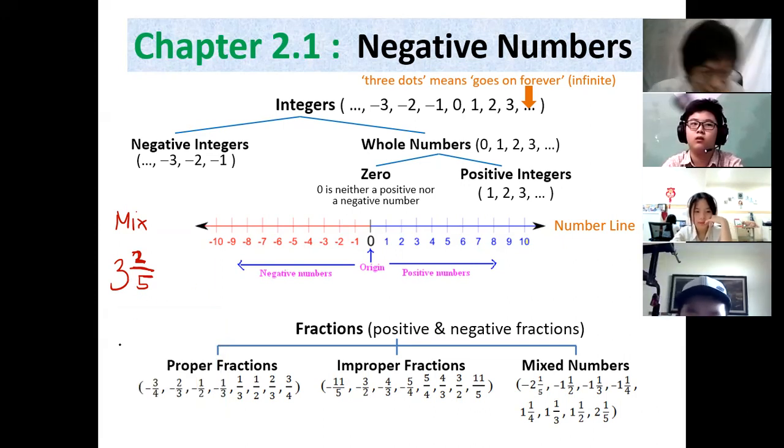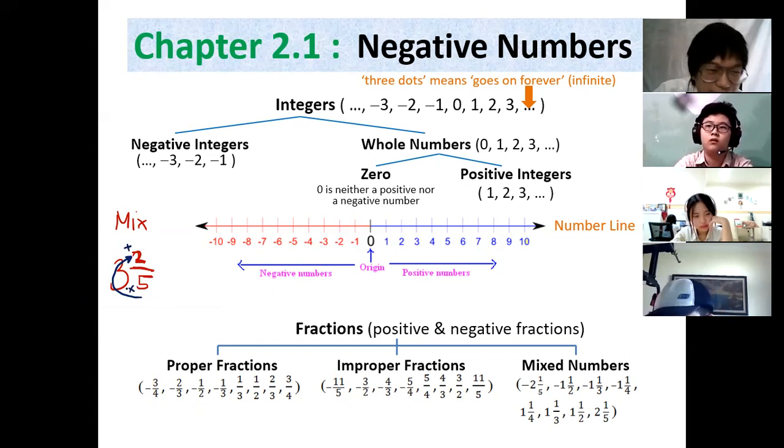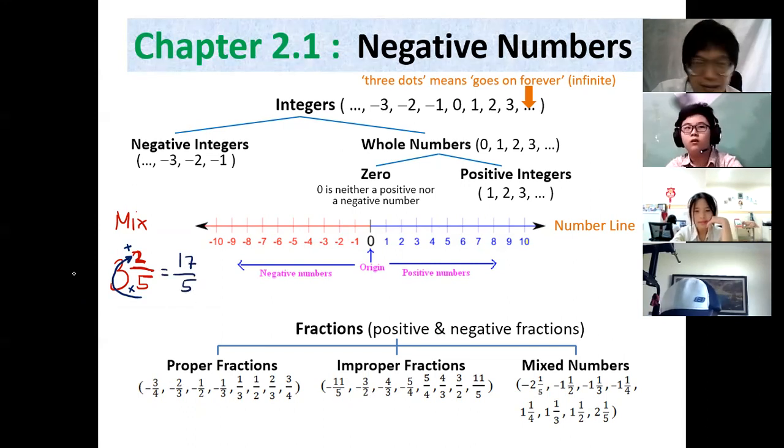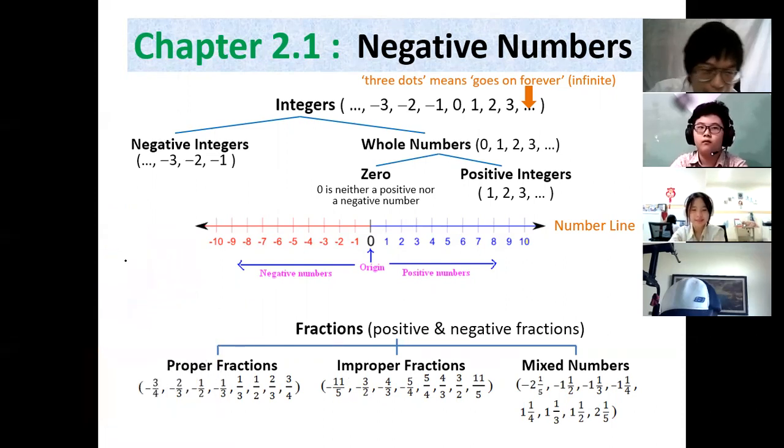I give you the idea: times and plus. So that's how you do it. 5 times 3, 15. 15 plus 2, 17. Over 5. Just put it there. I think this is easier. Yeah, good. So for those who forgot, remember again.